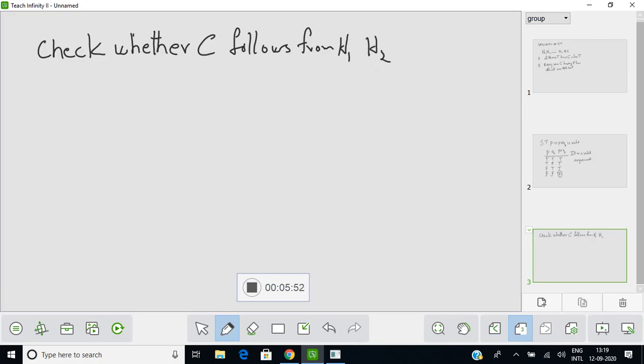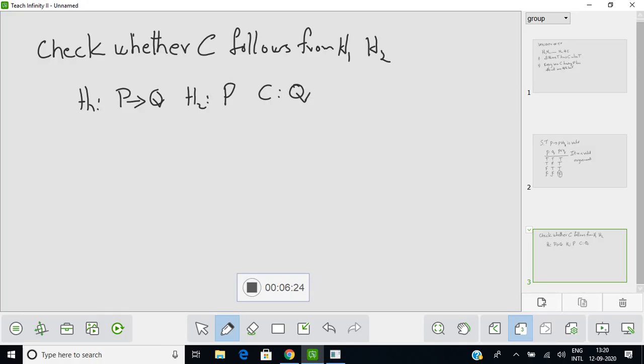Now what are our H1 and H2? That will be given in the question for us. My H1 is: if P then Q. Then what is my H2? My H2 is P. I have been given the conclusion as Q.